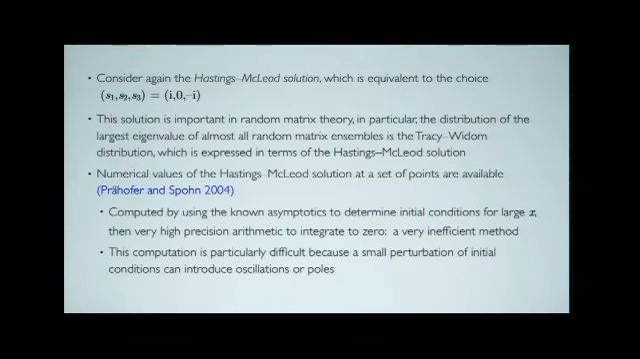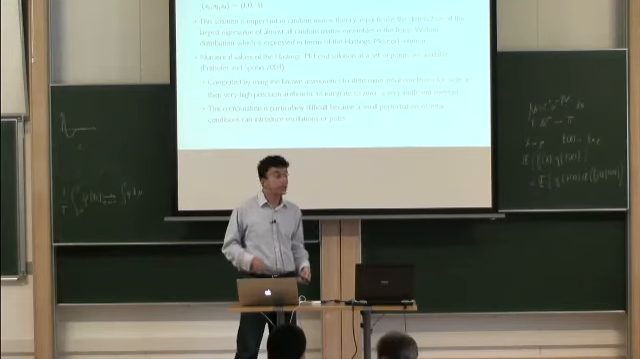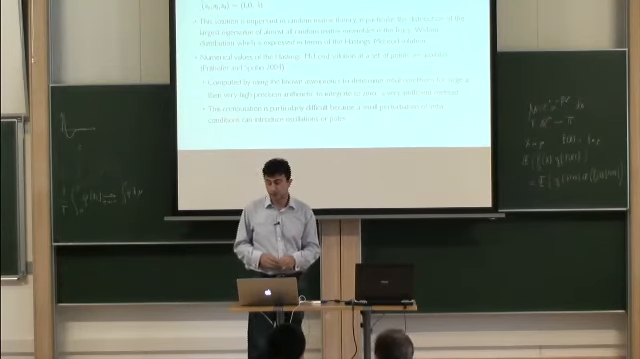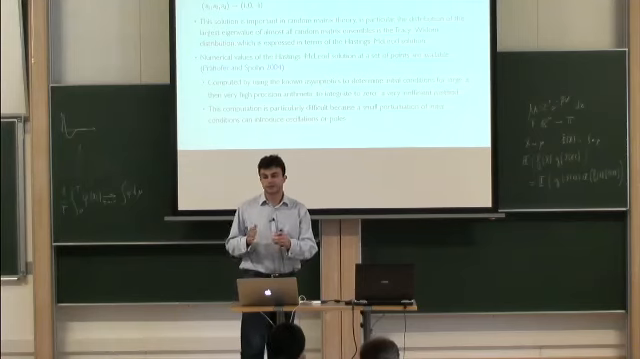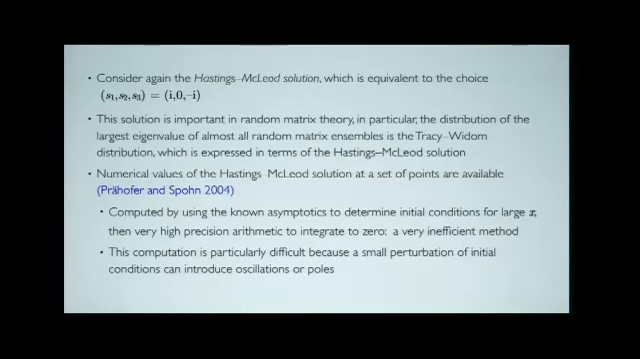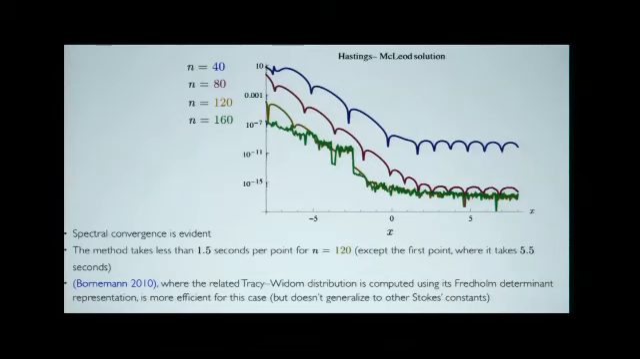So we're going to return to the Hastings-McLeod solution. Fortunately, we have numerical values online. Like I said before, it's very hard to integrate it, but I think what they did was they used very, very high precision arithmetic and Taylor series methods, and that way they were able to get accurate data values. Obviously, if you take enough precision, it'll push the singularities and the oscillations far enough away so that it's accurate in a given region, but it's a very inefficient method.